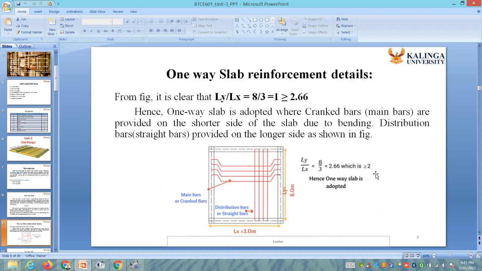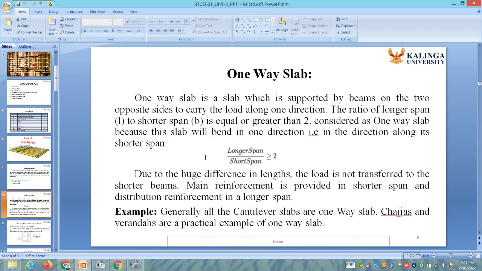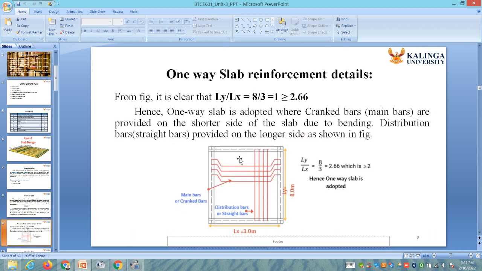When this ratio, which is also known as aspect ratio, of longer to shorter span is greater than 2, you have to design one-way slab. See here, suppose you assume that your longer span is 8 meters, shorter span is 3 meters, so it is 2.66, which is greater than 2. So you have to design this for one-way slab.